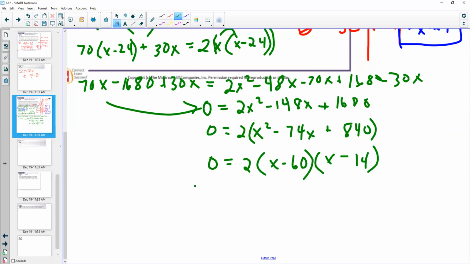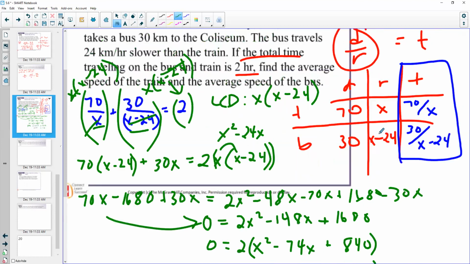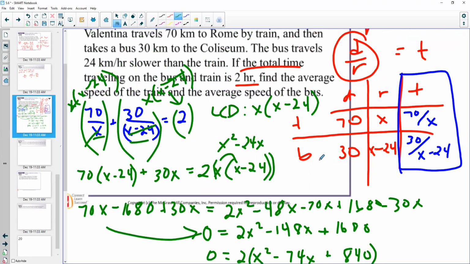All right, so we said 0 equal to 2. That doesn't work, so we don't have to pay attention to that. Then we have X minus 60 equals 0. We have X minus 14 equals 0. So X is 60 and X is 14. Well, what makes sense there? So now we need to think for a second. We need to go back up to the top. The rates could be either 60 or 14.